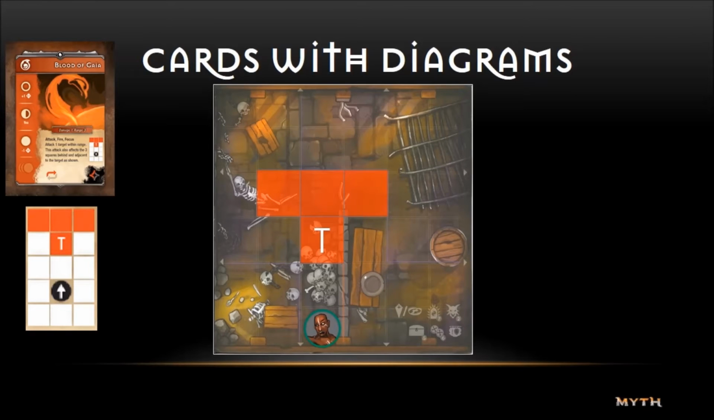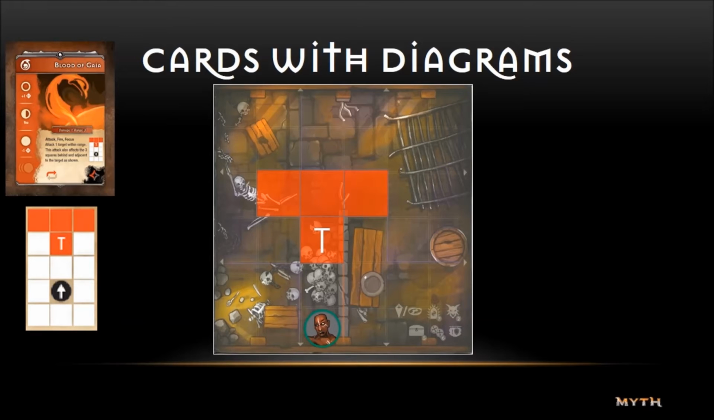Let's take a look at the actual cone of effect that Blood of Gaia generates, and let's start with that T square. That's the important part of the attack itself. That's where the attack emanates from. So we need to make sure that the apprentice has line of sight to the T square, and that the T square is within the range of Blood of Gaia. It has a range of 3, so that T square can be up to 3 squares away from the apprentice. As long as the apprentice has line of sight to the T square, you can attack with Blood of Gaia.